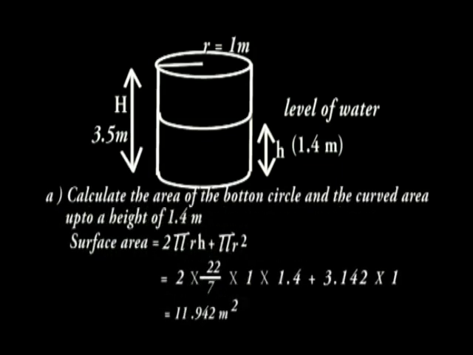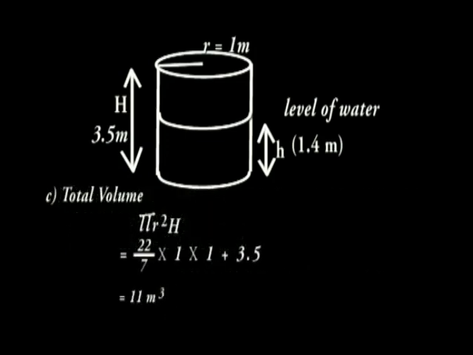In B, since the water isn't full, it is not in contact with the top cylindrical lid, we shall only calculate the area of the bottom circle and the curved area up to a height of 1.4 meters. Hence, surface area is 2 pi r h plus pi r squared, which will give us 11.942 meters squared. Total volume is pi r squared capital H, which gives us 11 meter cubed.